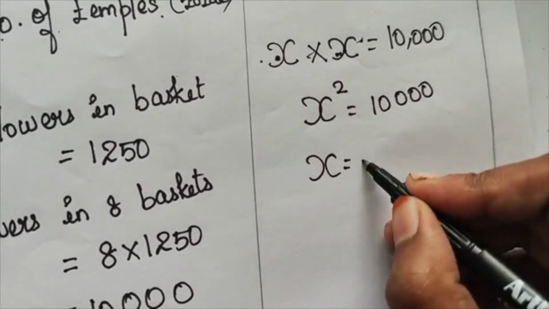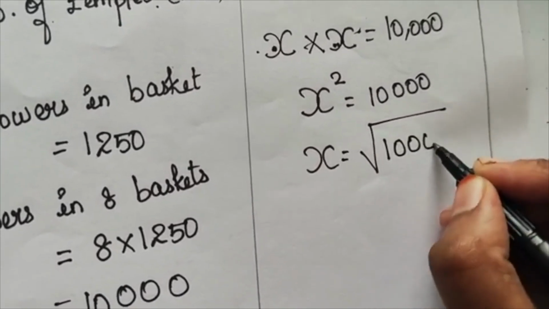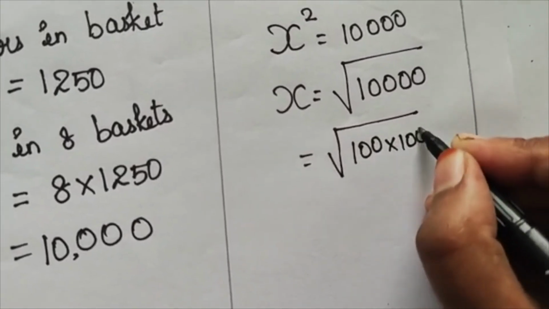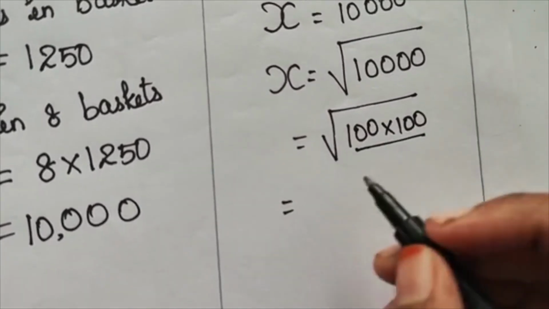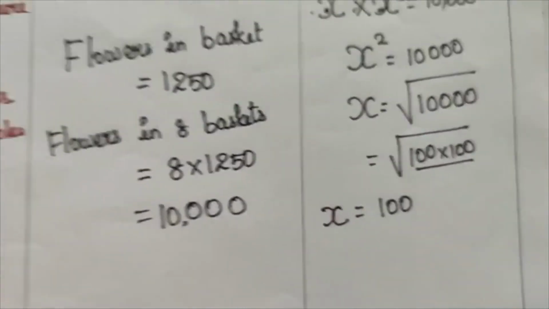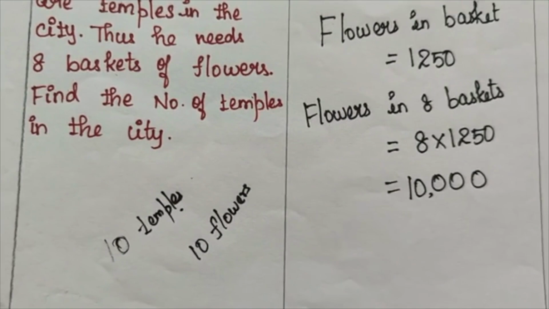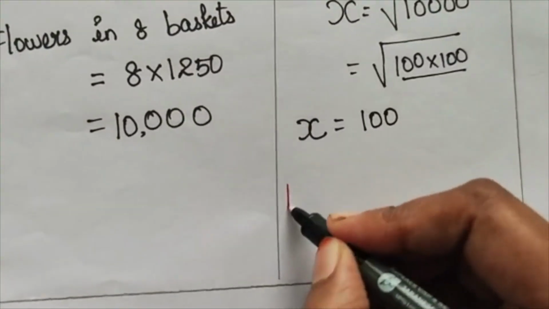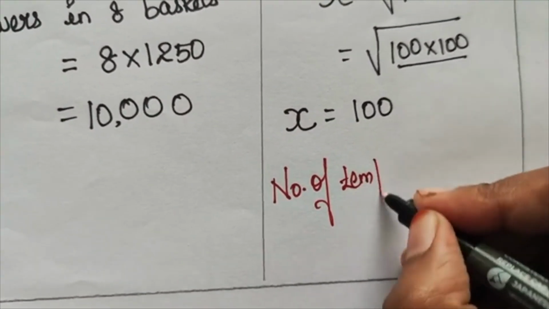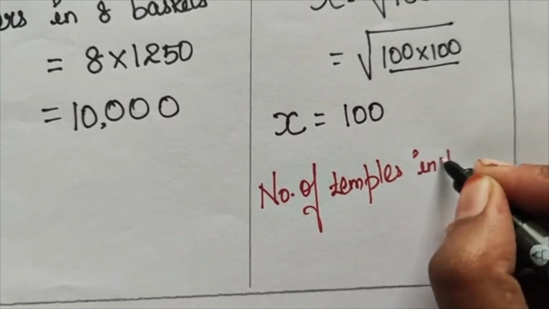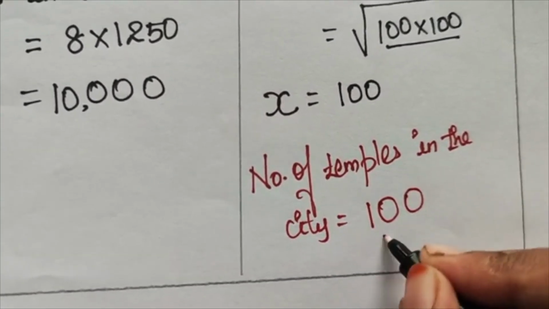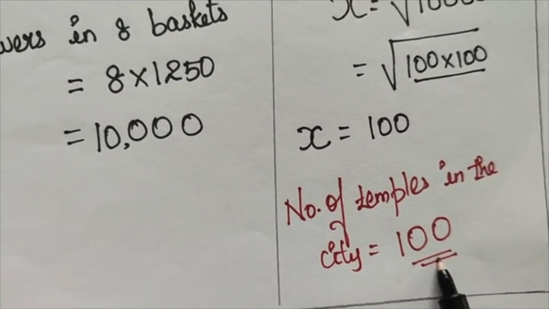Square going this side, it becomes square root. Square root of 10,000. I can write 10,000 as 100 into 100. Inside square root, from one pair I can take one number. So x is equal to 100. In that question they have asked, find the number of temples in the city. We can write number of temples in the city is equal to 100. There are 100 temples in the city and in each temple he placed 100 flowers.